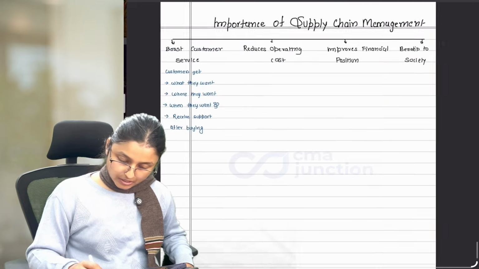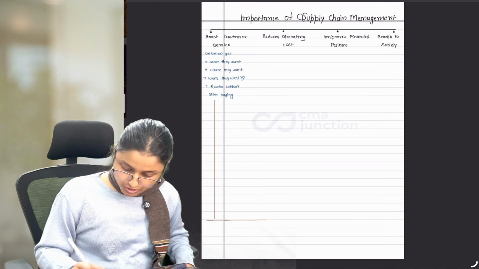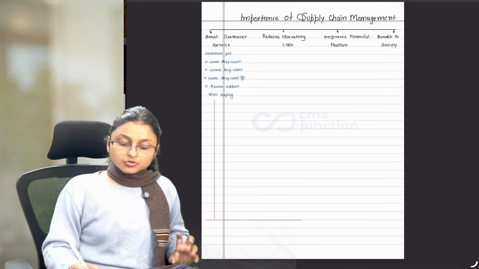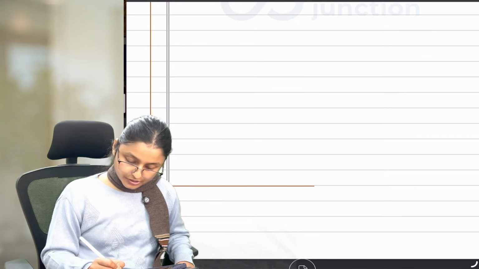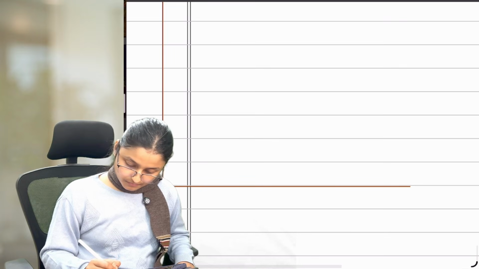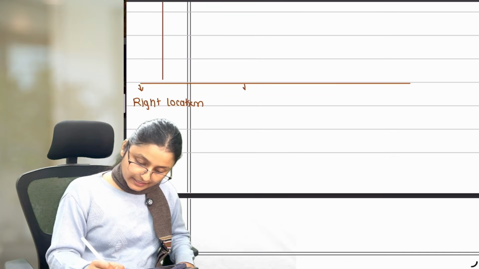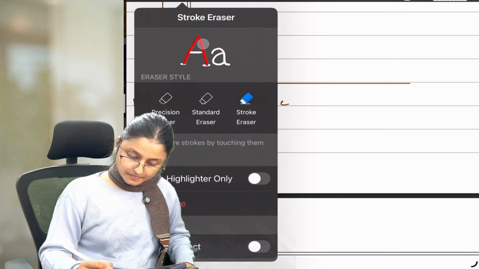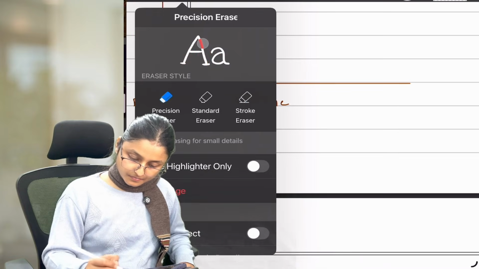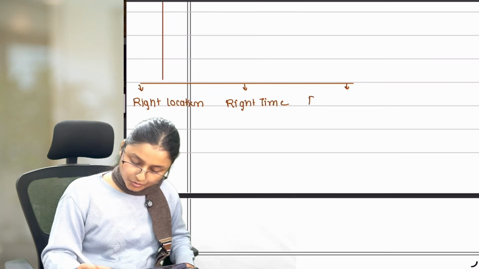Now we need to define it also. So I am taking this down. Just draw as I am drawing. We will be able to cover each and everything on one page itself. First comes right location. Then we have right time. And the last thing is right after sales support.